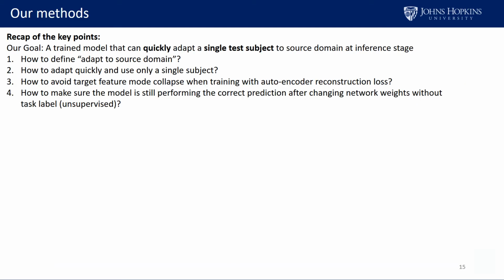Here is a recap of the key points of our method. So our goal is to find a trained model that can quickly adapt a single test subject to the source domain at the inference stage. So how do we define adapt to source domain?